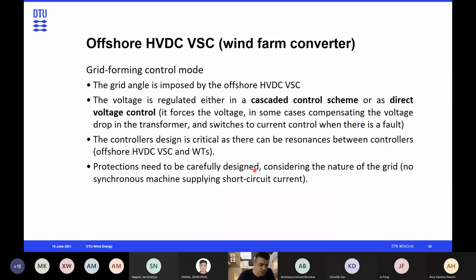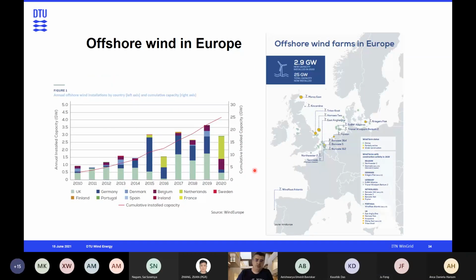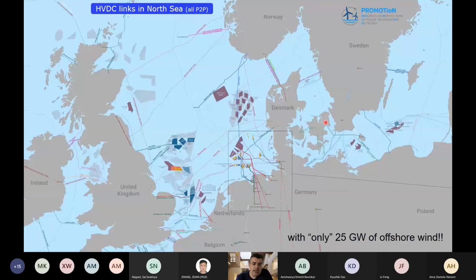And until now, we talked only about point-to-point connections. But if we look at offshore wind in Europe, as I said, it is increasing very fast, and expected to increase even faster, to accelerate even more its annual capacity. And we can also see here that the existing projects, or the ones which are planned, are getting further and further away from shore. So that means that the technology will start playing a more important role.